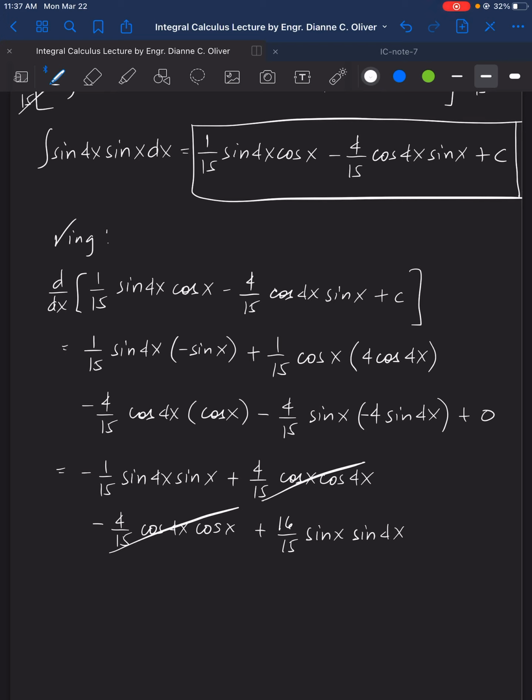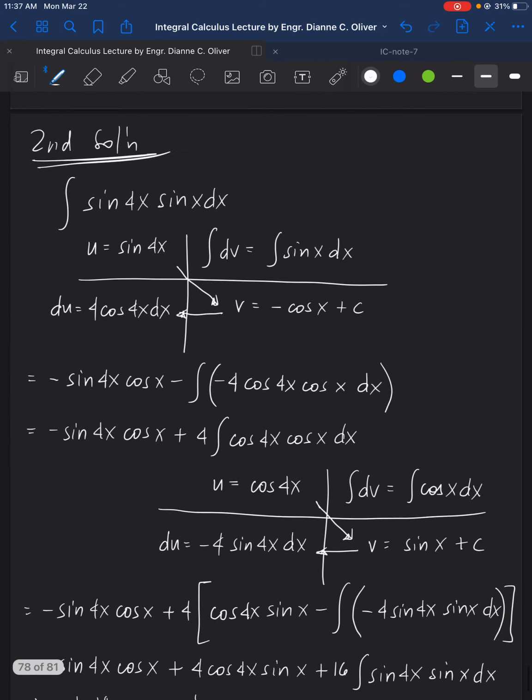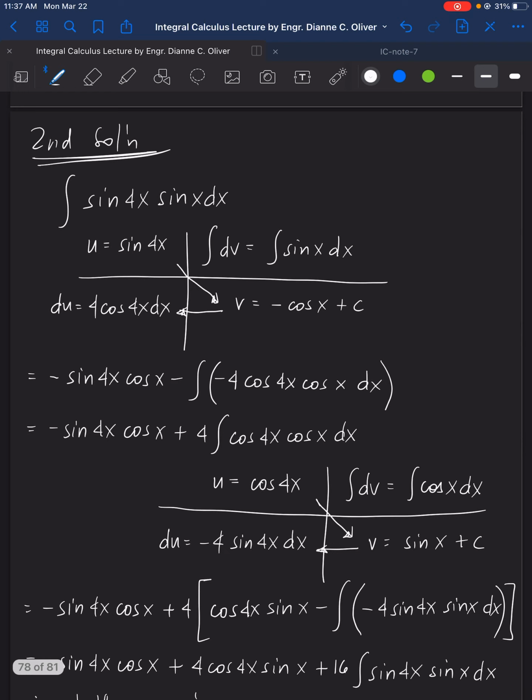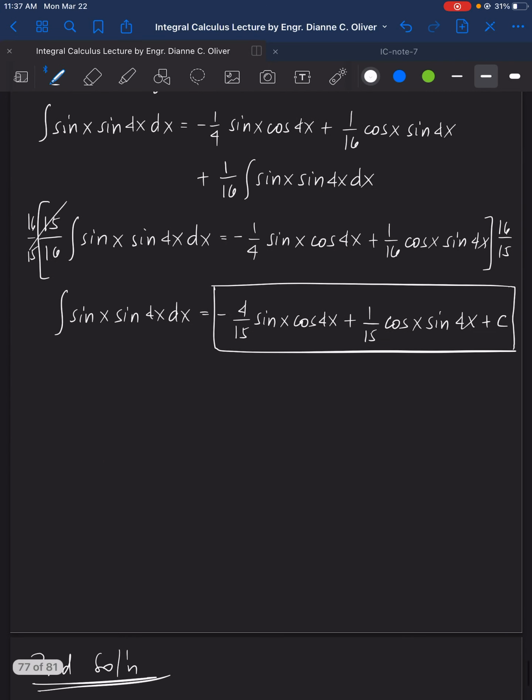Cancel this one out. And what's left is these ones. And the answer for that, what is negative 1/15 plus 16/15? That is 15/15, so the final answer is sine 4x sine x. Okay? Therefore, since we were able to derive the given from the answer, these answers are correct.